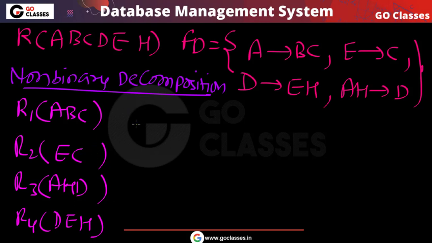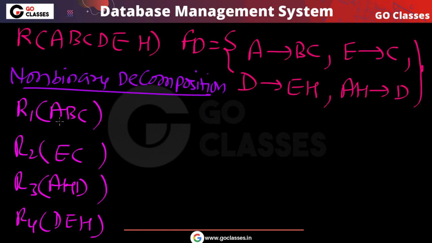Anyway, let's apply this successive combining method to this question. What should I combine? Let us check. Can I start with R1, R2? The common attribute is C, and C is not a super key in R1 or R2, so we cannot combine R1, R2.